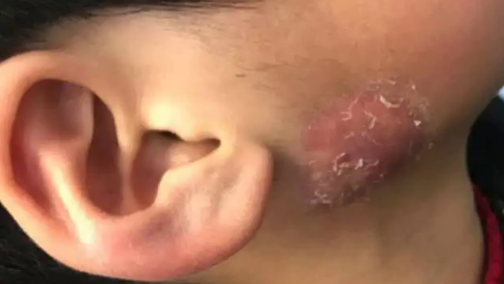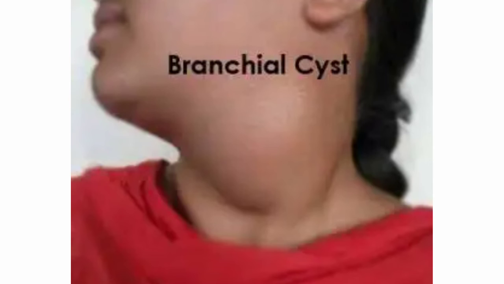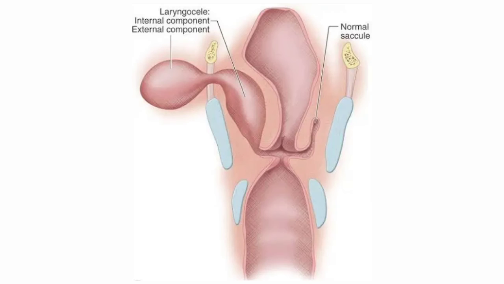This child is showing again a large swelling that is globular in nature, seen in front of and also involving the sternocleidomastoid muscle. So this is a branchial cyst. The important thing about the branchial cyst, fissure, and fistula is that they are usually anterior to the sternocleidomastoid muscle.